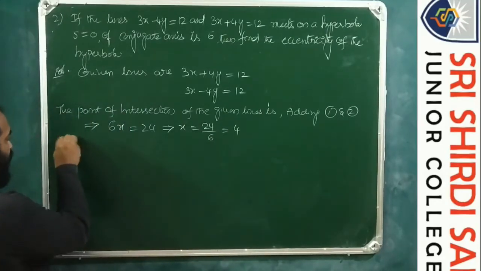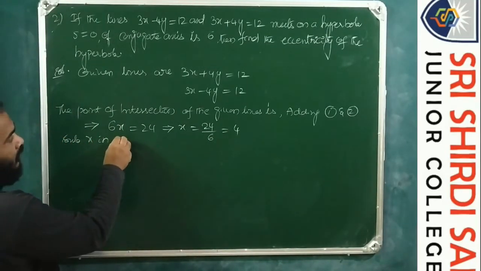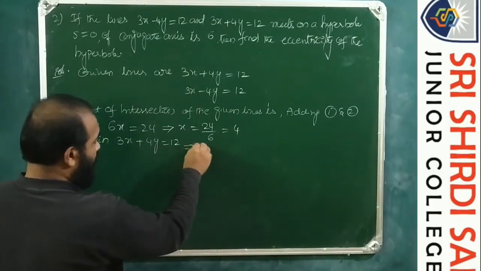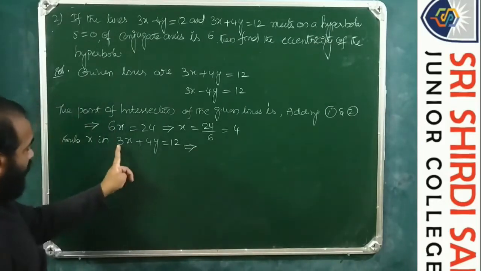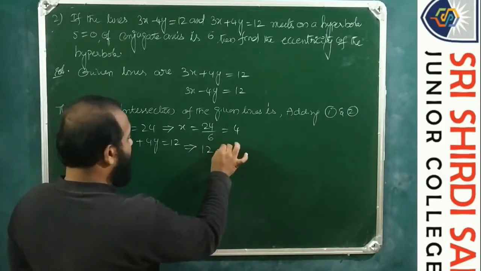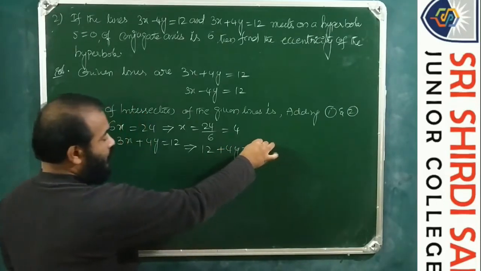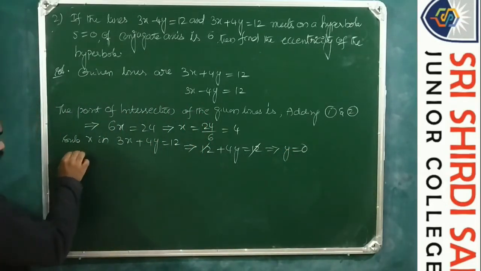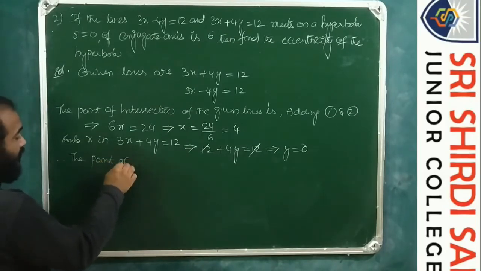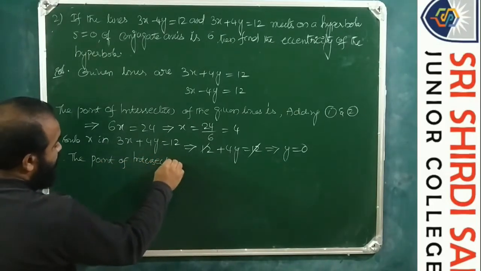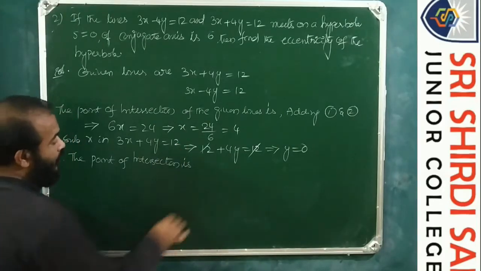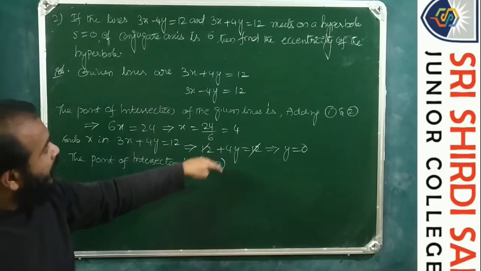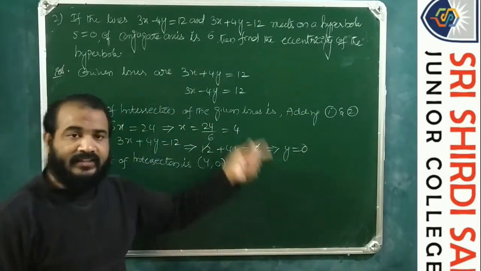Substituting x in 3x plus 4y is equal to 12, any of these two lines, we get 3 into 4 is 12, plus 4y is equal to 12. So 12 gets cancelled, so y is equal to 0. Therefore the point of intersection is 4 comma 0.